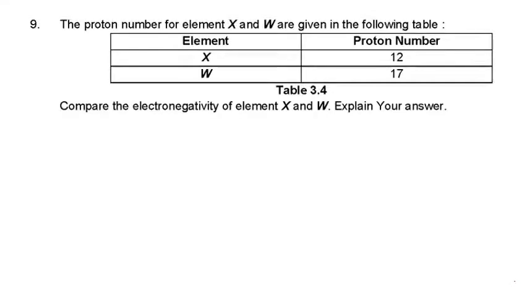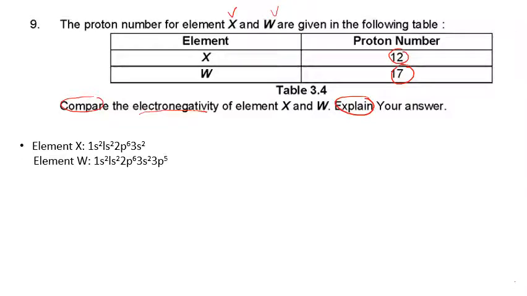Okay, now let's proceed to tutorial question number 9. We are given the proton numbers for elements X and W, which are 12 and 17. This question asks us to compare the electronegativity between these, and then we need to do the explanation. So before we start to compare, we always need to write out the electron configuration so that we will have the idea whether these elements are in the same group or same period.